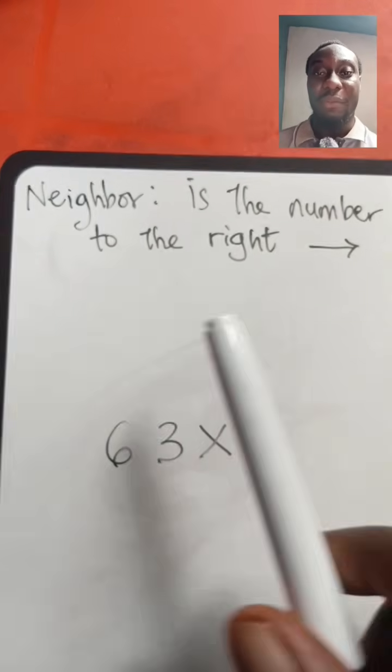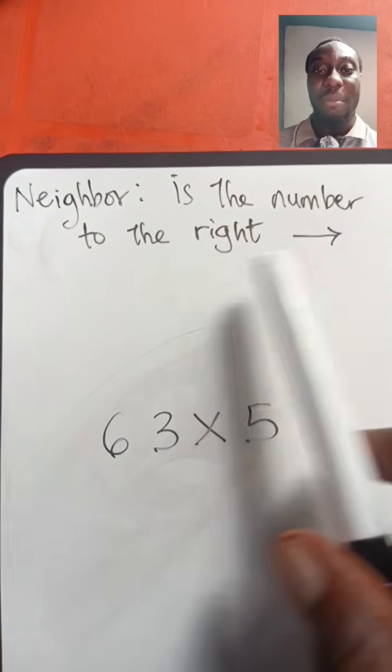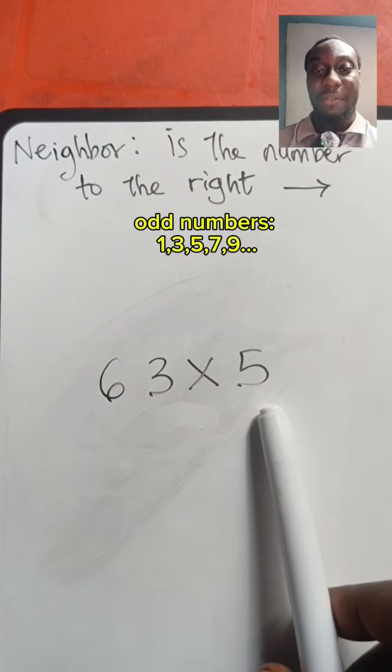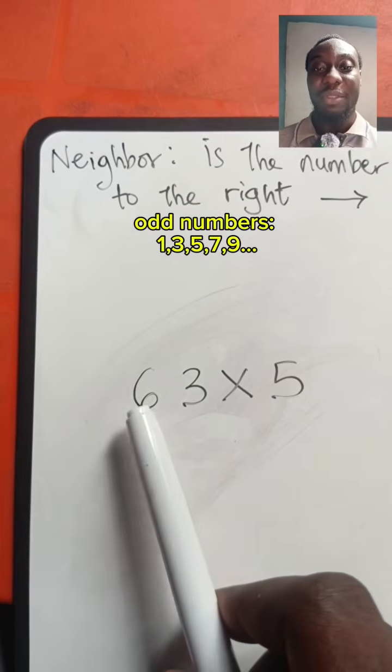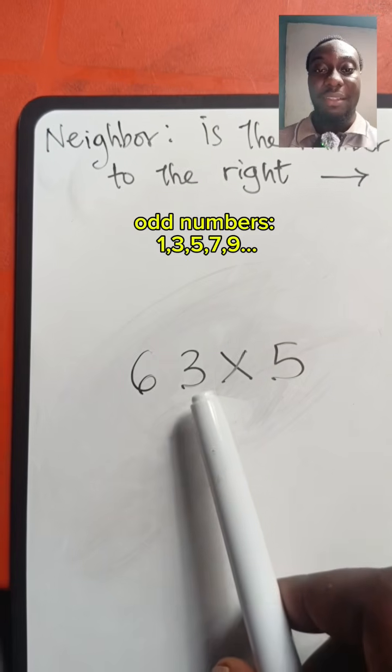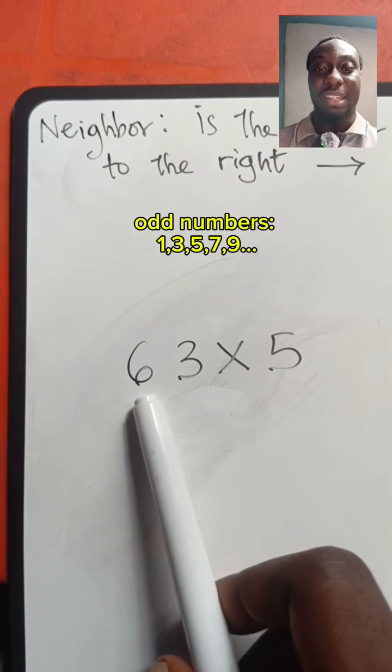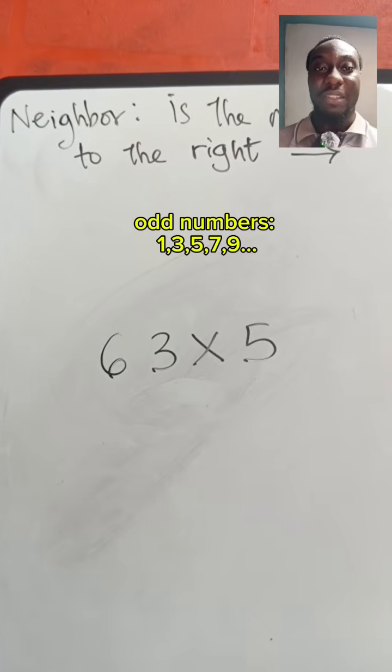So let me just explain briefly what the neighbor is. The neighbor is the number to the right. So in this example we have 63 times 5. 3 is the neighbor to 6, and 3 does not have any neighbor here. But 6 has a neighbor and the neighbor is 3. Alright, let's solve this out.